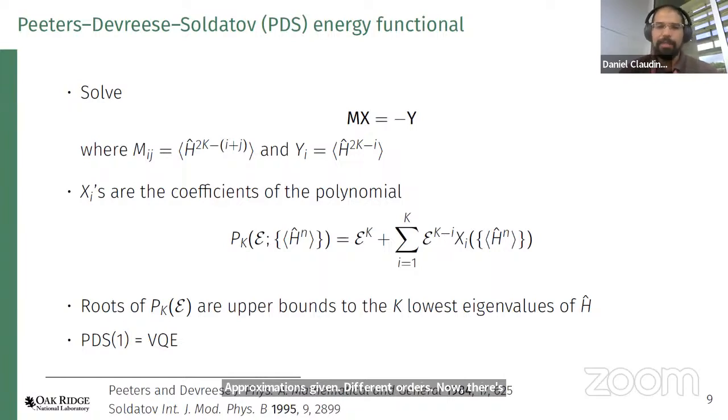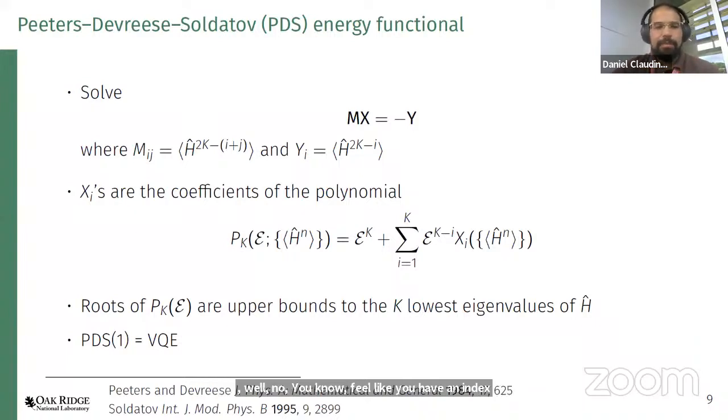The other way that I'm going to show you now depends on the standard moments, and we call it the PDS energy functional. The idea here is you have this linear system where each element is given by one specific power of the Hamiltonian and a given index.